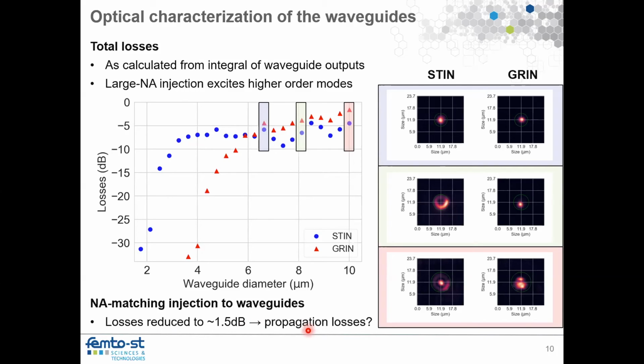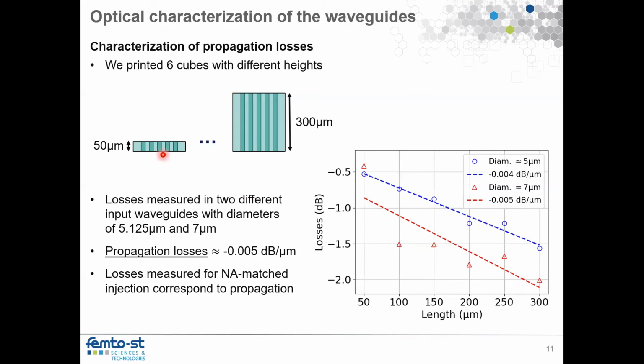So to respond to that, we basically printed replicas of the same cube, which originally had 300 micrometers height. And we printed six replicas of this cube, from 50, 100, 150 up to 300 micrometers height. And we measured these losses and how these losses changed with the height. And with that, we could determine in fact the propagation losses.